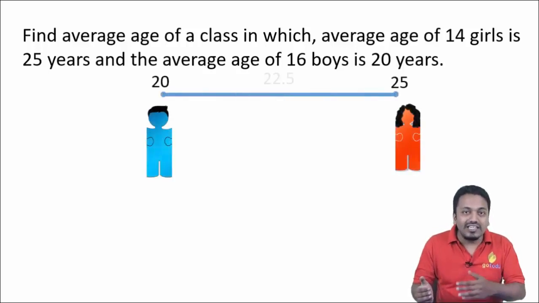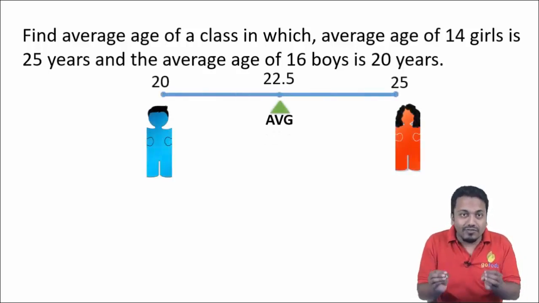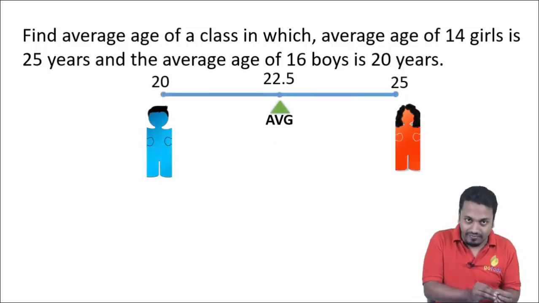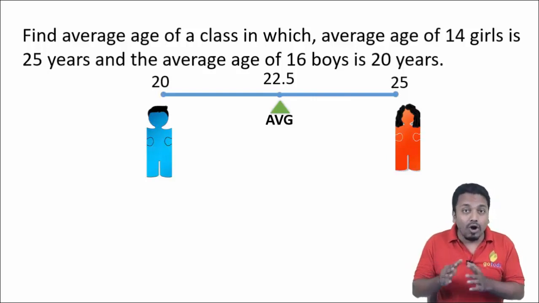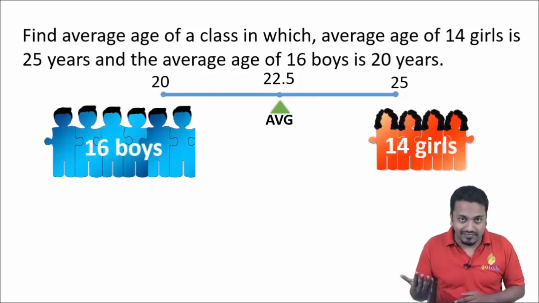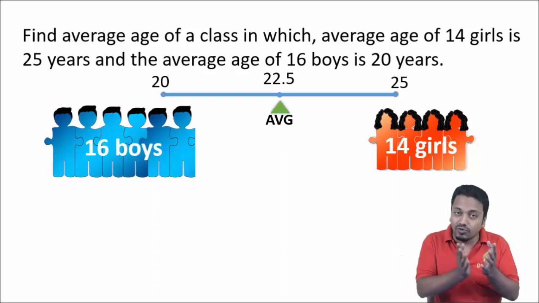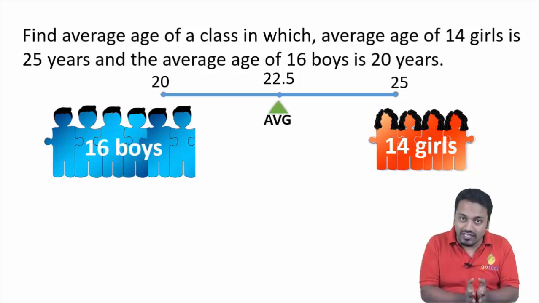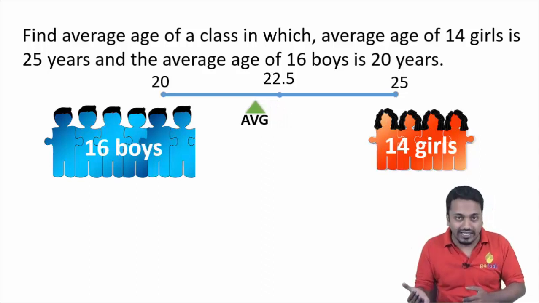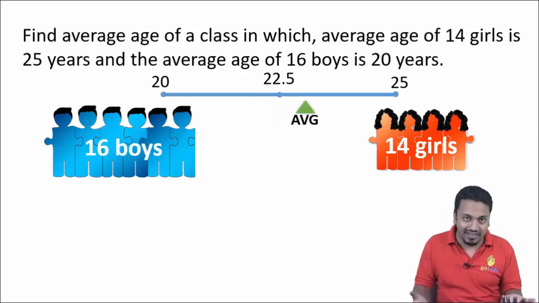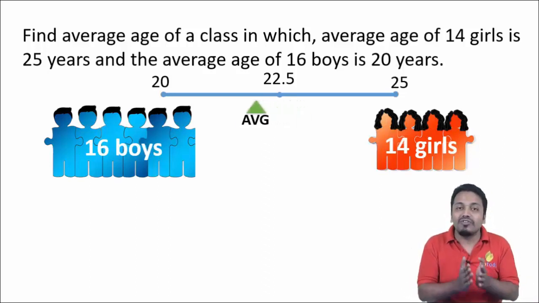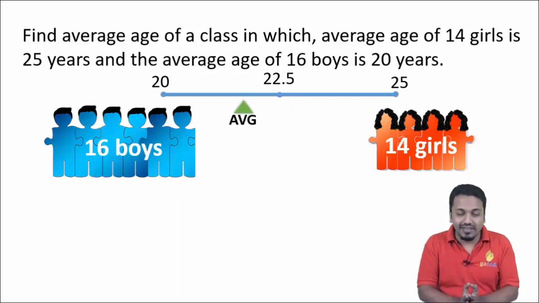If number of boys and girls were equal, average would have been 22.5. But here boys are more than girls. So there is more weight attached to 20 than to 25. So average is going to be closer to 20 than to 25. It is going to be less than 22.5.